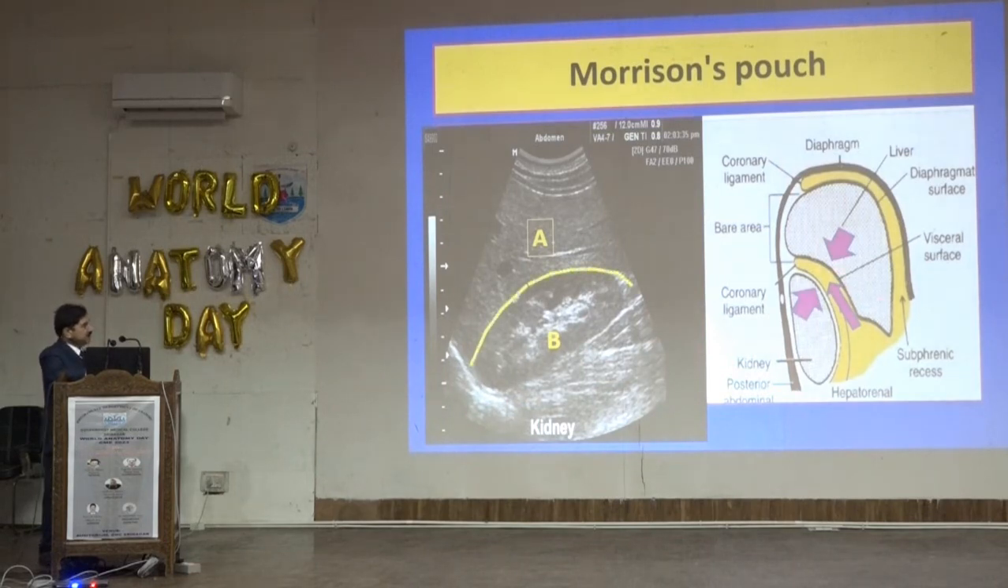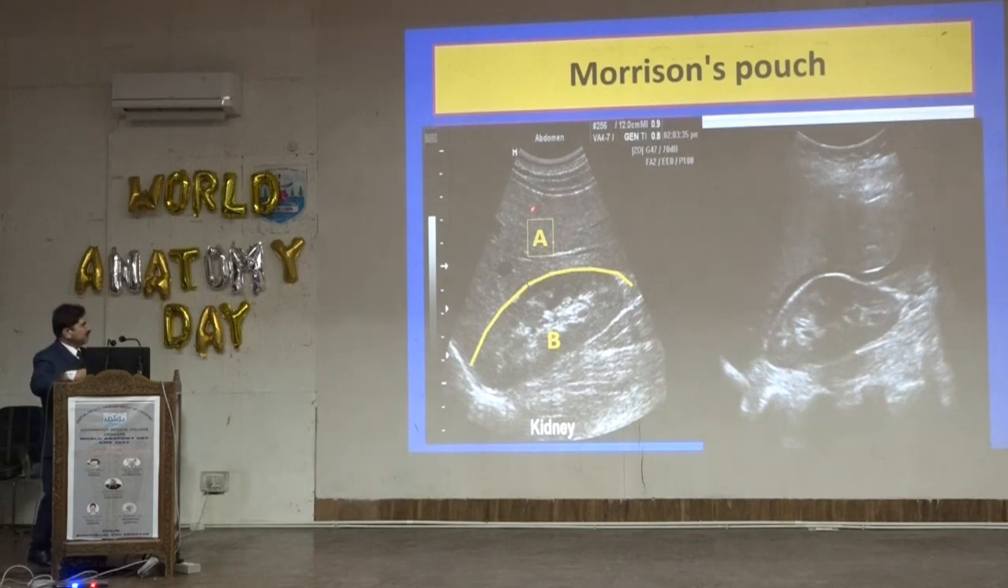Now, as already said, this Morrison's pouch or hepatorenal pouch, the potential space, under normal conditions does not contain any fluid. But under pathological conditions or in case of trauma, fluid enters the hepatorenal pouch of Morrison. We can pick up this fluid by using an ultrasound. On the right side, A is the right lobe of the liver, B is the right kidney, and this yellow line is Morrison's pouch. Now in section B we find between liver and kidney, in Morrison's pouch, an accumulation of fluid, and this accumulated fluid gives a hypoechogenic shadow.